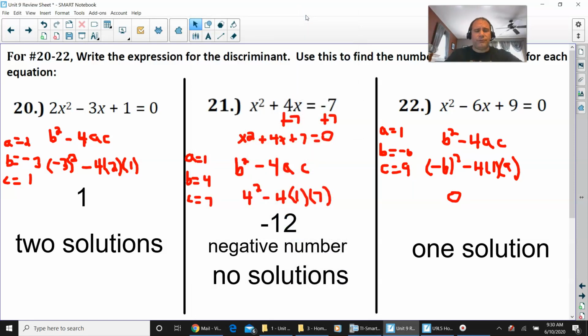Remember, two solutions when the discriminant is greater than 0. No solutions when the discriminant is a negative number, and when the discriminant is equal to 0, there's one solution. Hopefully you found this review sheet video very helpful.